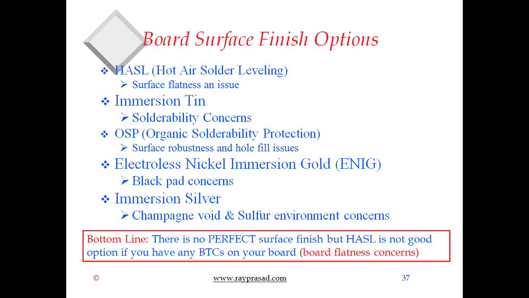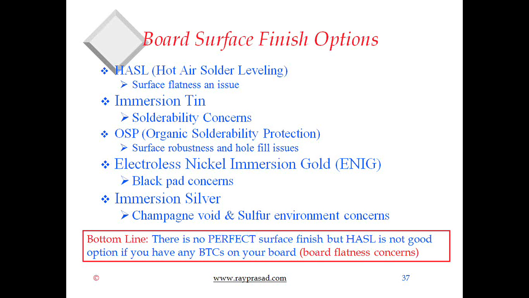So this is not unusual for just the BTC, but what's important here for BTC is the options you have: HASL, hot air solder leveling, immersion tin, OSP, the ENIG process, electroless nickel immersion gold, and immersion silver. These are your options. They are not all the options, but most of the prominent surface finishes.